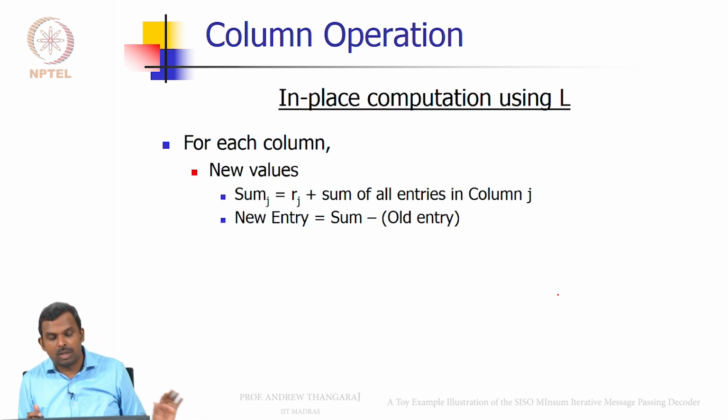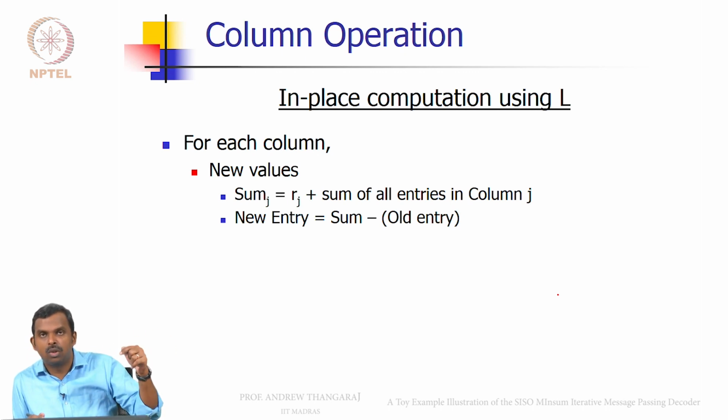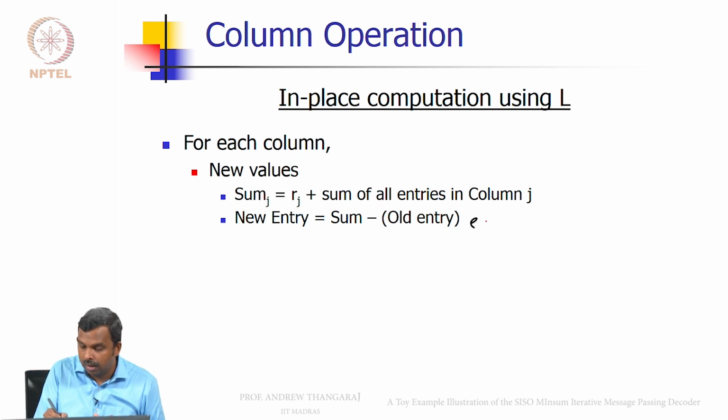For column operation, once again we will do in-place computation using L. For each column we will find the sum of all the entries in the column plus the received value. Remember the received value came from the channel, we have to do repetition code SISO decoding. We take the channel value, take all the values, add it all up. So, you will get sum j. Then the new entry will be the sum minus the old entry. So, this is the way in which we do the extrinsic computation for repetition code.